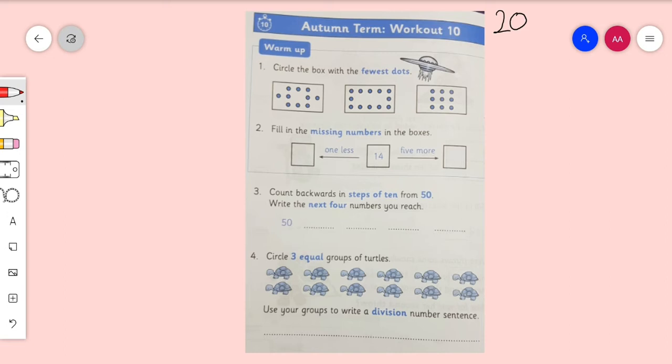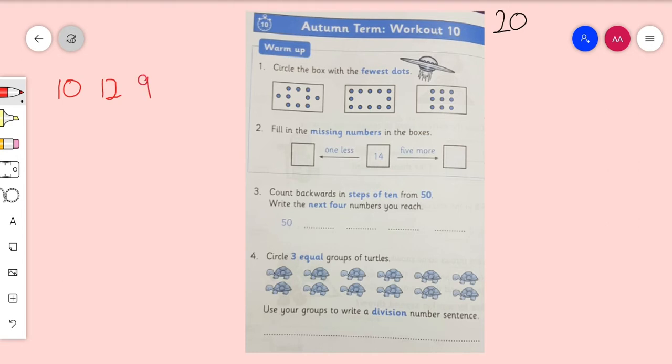There are 1, 2, 3, 4, 5, 6, 7, 8, 9, 10. 10 dots in the first box. We're going to write 10 here. And 1, 2, 3, 4, 5, 6, 7, 8, 9, 10, 11, 12. There are 12 dots in the second box. So we're going to write 12 here. And there are 1, 2, 3, 4, 5, 6, 7, 8, 9. 9 dots in the last one. We can write 9 here.